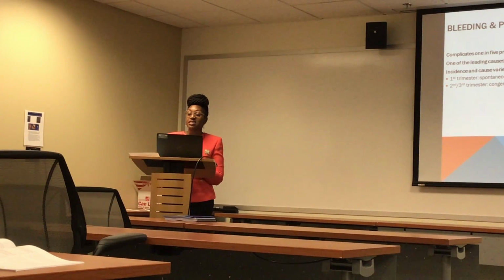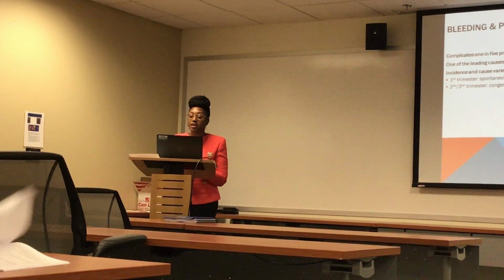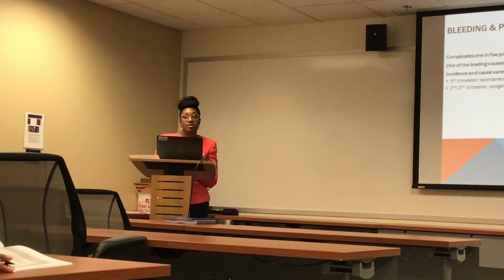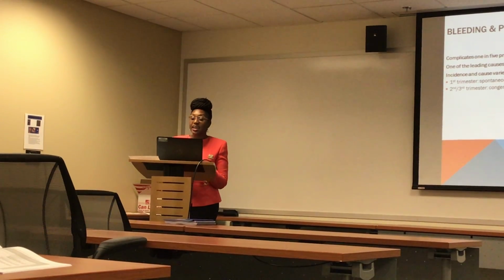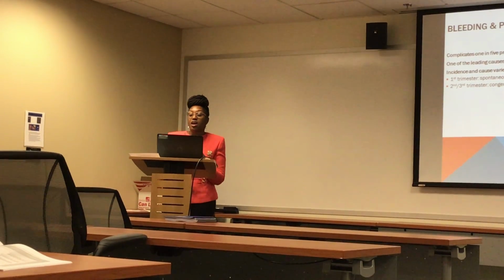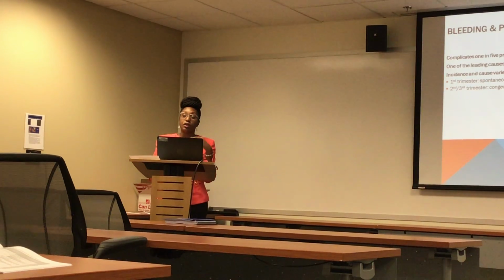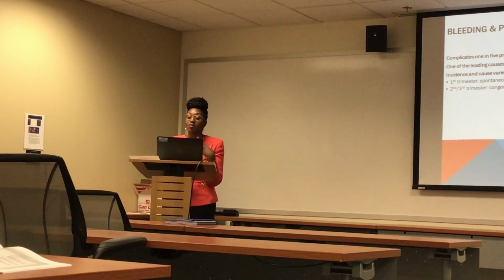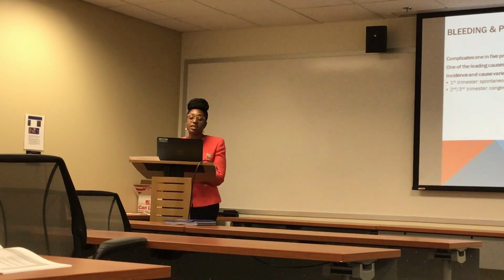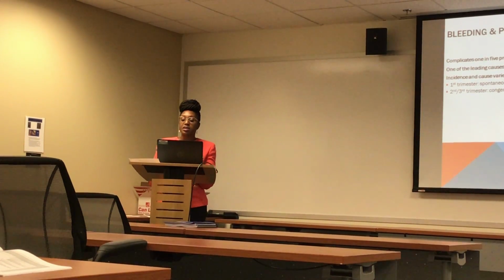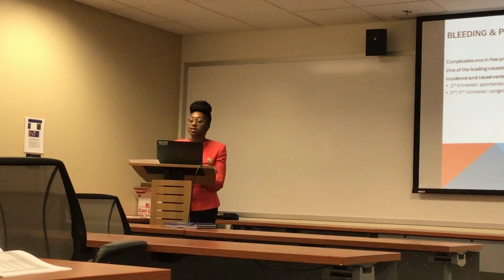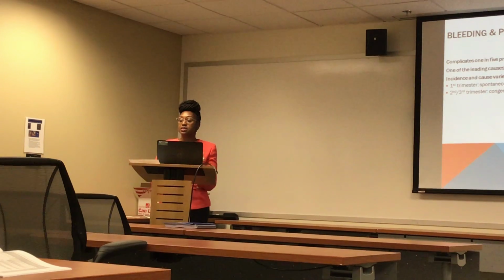So bleeding in pregnancy complicates about 20% of pregnancies, is one of the leading causes of maternal death in the US, and the incidence and cause varies by trimester. So in the first trimester, it might be because of a miscarriage or an ectopic pregnancy, whereas in the second and third trimester, it might be because of congenital anomalies or disruption of where the placenta is implanted.